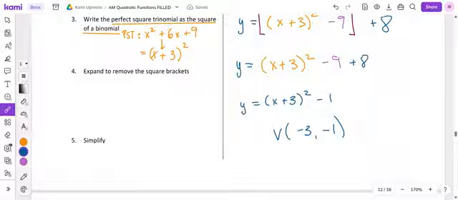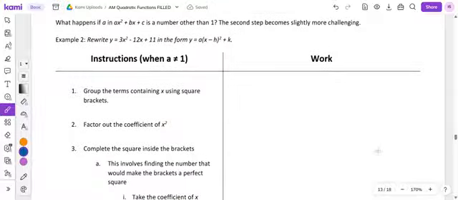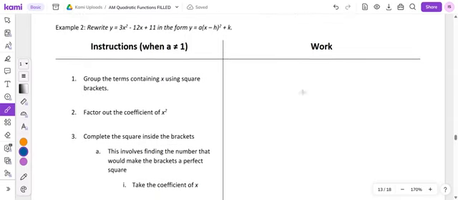Okay, let's try this again, but now I'm going to add an a value that doesn't equal 1. And this is where the partial factoring comes in. So now my standard equation looks like this: 3x squared minus 12x plus 11.